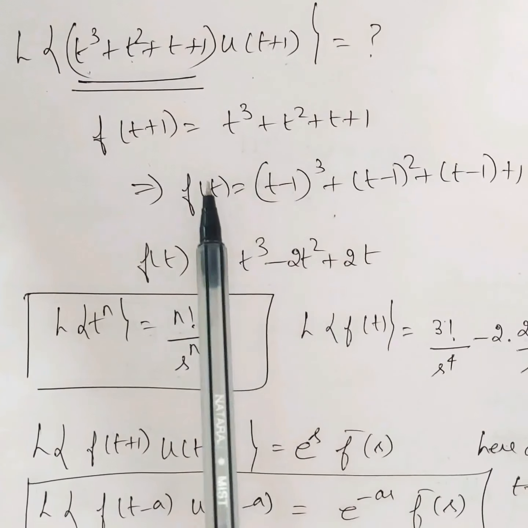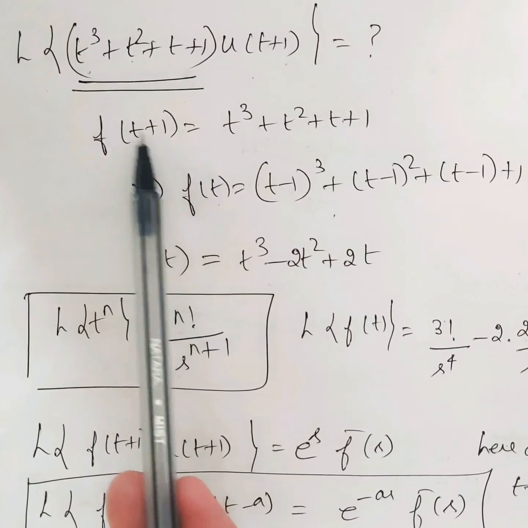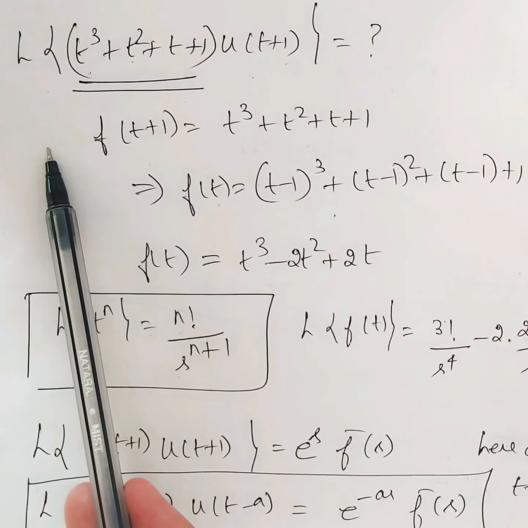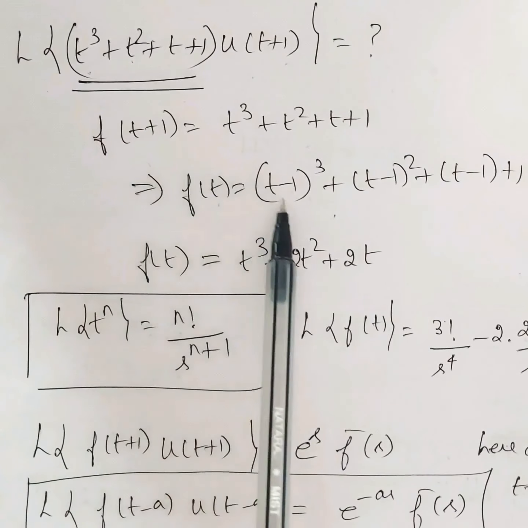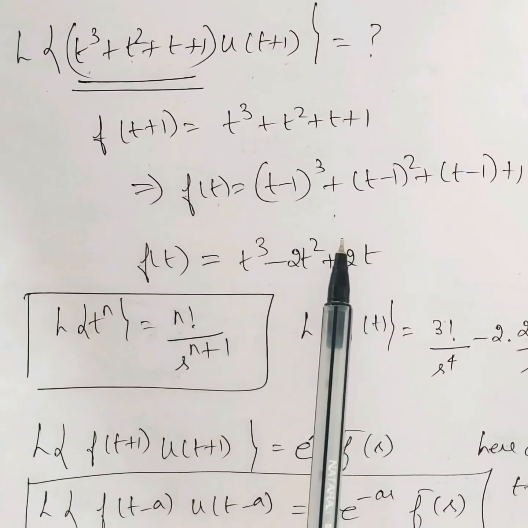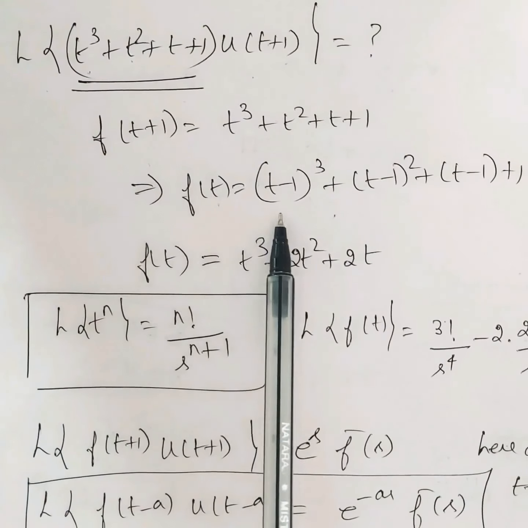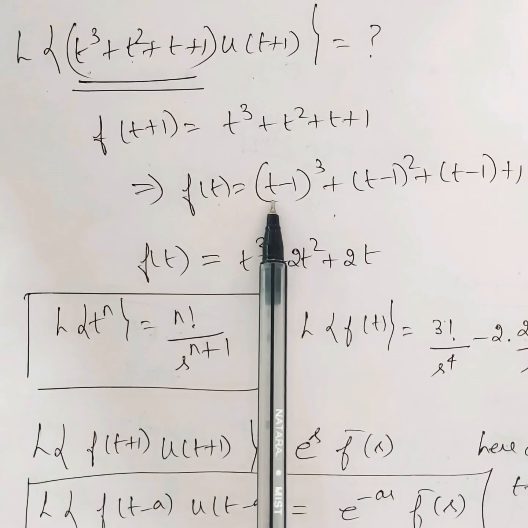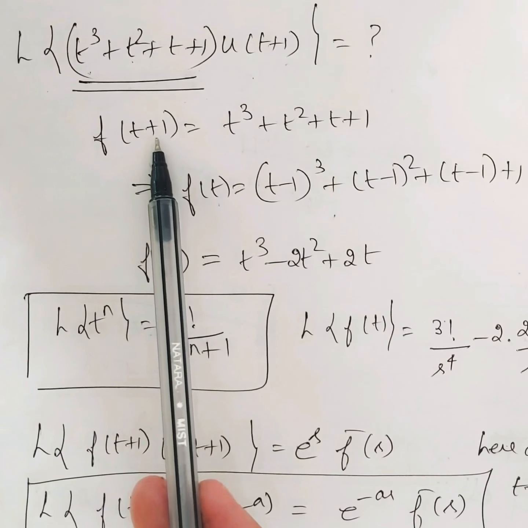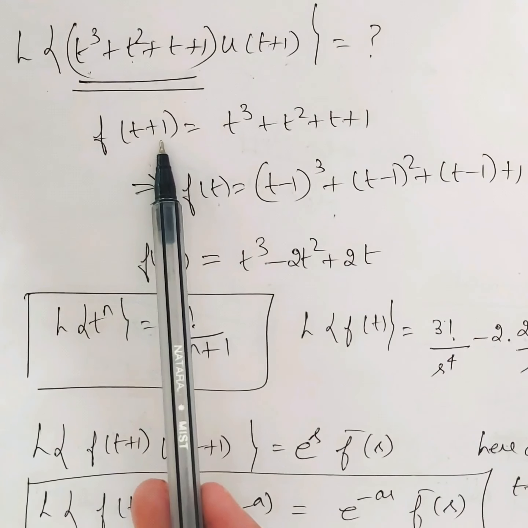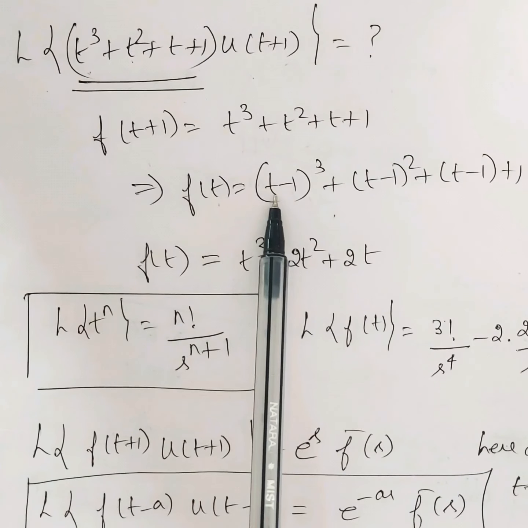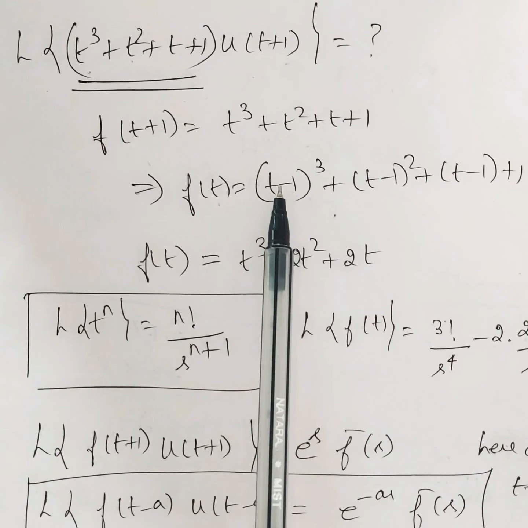Now we have to find f of t. We are in t plus 1. So you have to go back, right? So wherever t is there, you are going to replace t minus 1. If you have to go forward, you will write t plus 1. Correct? If you have to go backward, you have to replace by negative sign. Here if it is t plus 2, then in that case, you will replace this by t minus 2.